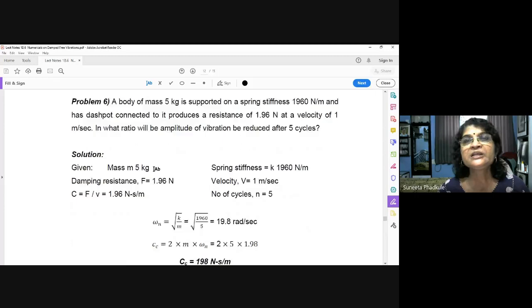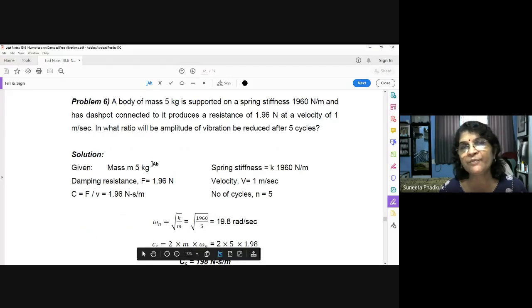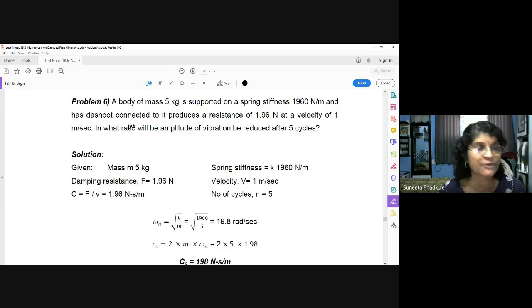Let us move to problem number 6. Problem number 7 is the most critical problem, that's why I have kept it as the last problem. So now move to problem number 6. Any doubt in this problem number 5? I don't think so, because last time also we solved such type of problem. So let us move to problem number 6.